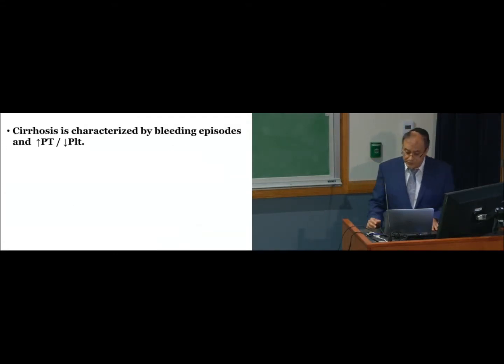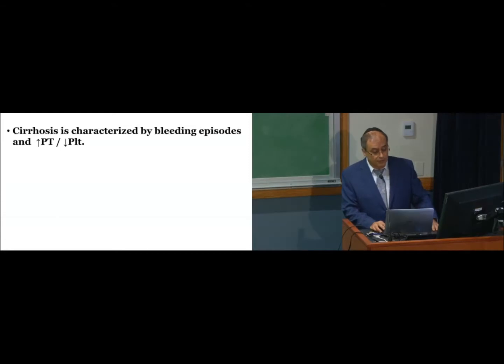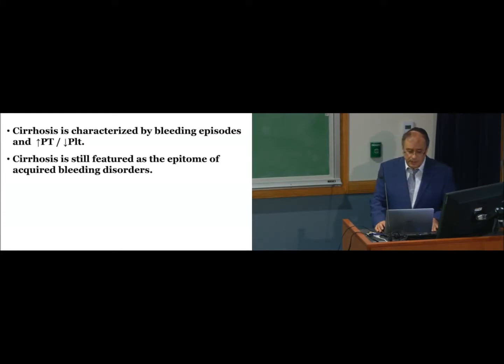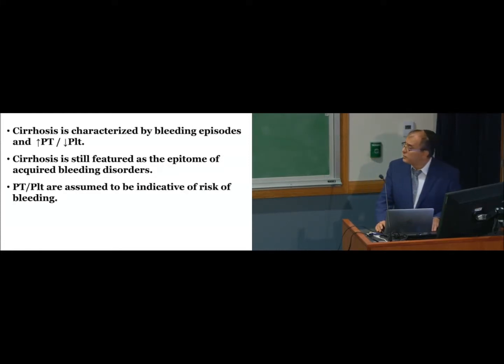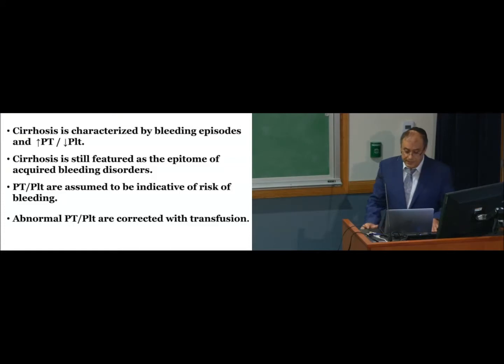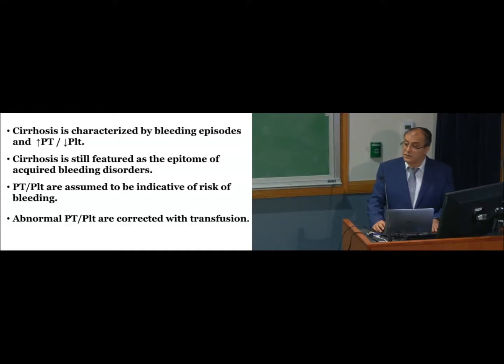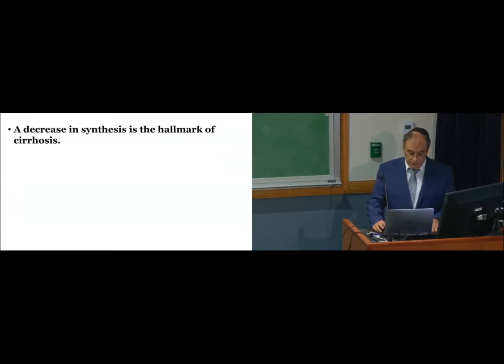With this introduction, at this juncture, we can start to discuss the topic. Cirrhosis is characterized by bleeding episodes and laboratory values suggestive of hypocoagulation, that is prolonged PT and low platelets. It is still featured as the epitome of acquired bleeding disorders, and it is believed that PT and platelets are indicative of the bleeding risk, and as such, for decades they were used to guide therapy, how to treat a bleeding episode, or in minimizing the risk of bleeding during invasive procedures.